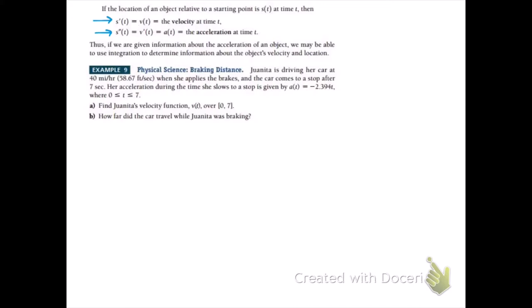So that's kind of going forward, and that's kind of thinking about derivatives. But then we know that we can go backwards by thinking about antiderivatives. So if we take the integral of the acceleration function, then we'll get the velocity function. And if we take the integral of the velocity function, then we'll get the starting point function.